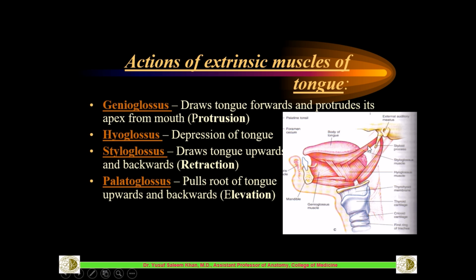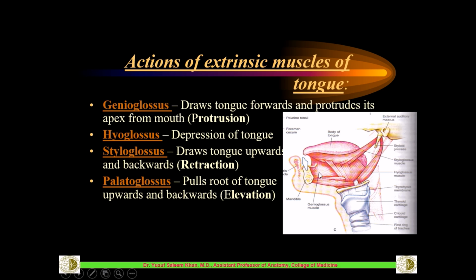Then we have the styloglossus, which is coming from behind, so it helps in the drawing of the tongue backwards, which is called the retraction of the tongue. So whenever you want to retract the tongue, the styloglossus will help. And when you want to elevate the tongue, sometimes during speech as well as during swallowing and other things, you are supposed to elevate the tongue. This is done by the palatoglossus, which is coming from above. So it pulls the root of the tongue upwards and backward. So this is called the elevation.